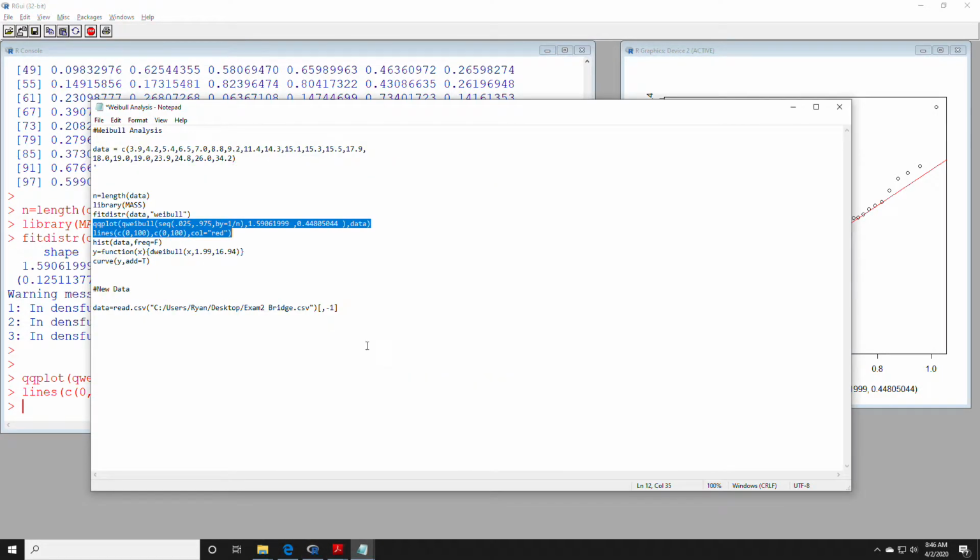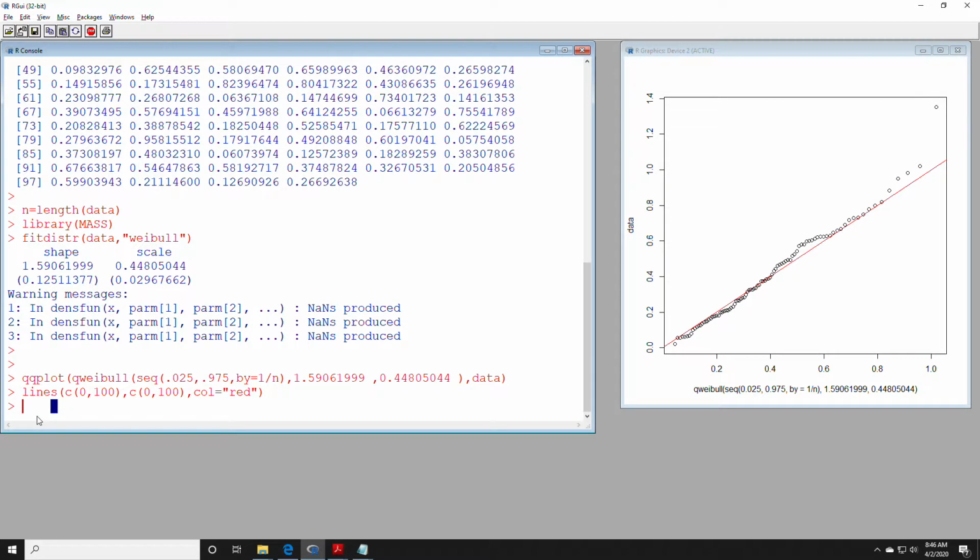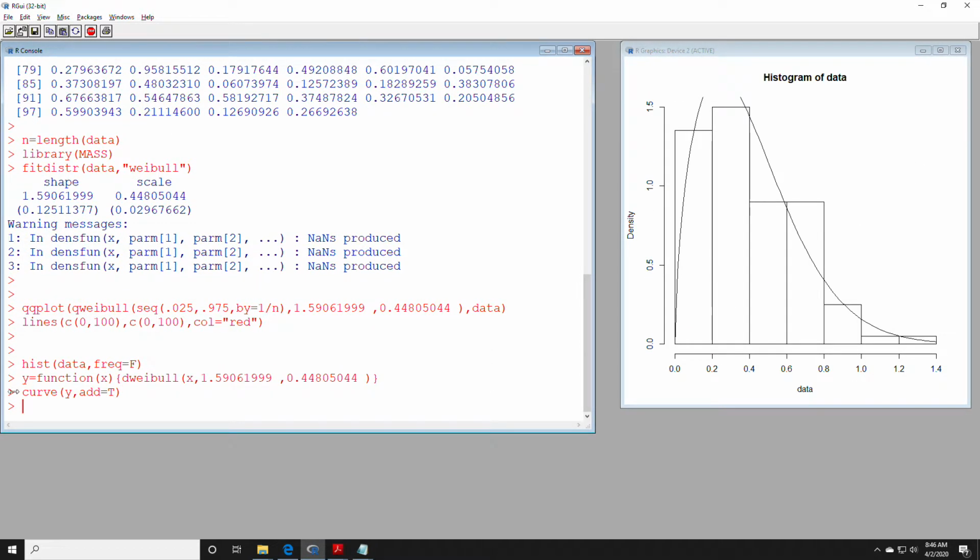Histogram. See what the histogram looks like. Got to put our parameters in, or our estimates rather. Maximum likelihood estimates, right? That's what this fit_dist_r function gives us, because we're maximizing a likelihood. So, right, this is a hump. It just gets cut off because the graph ends here.